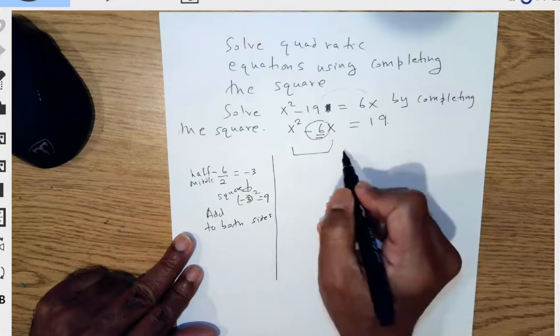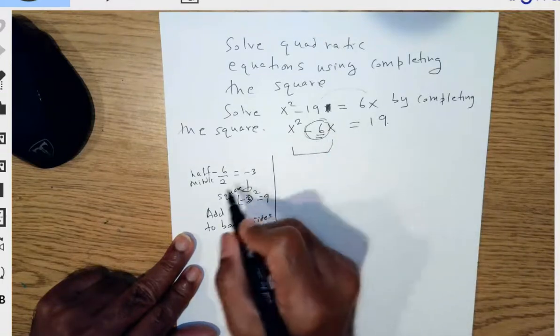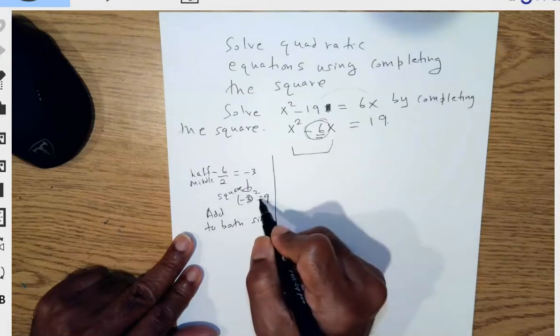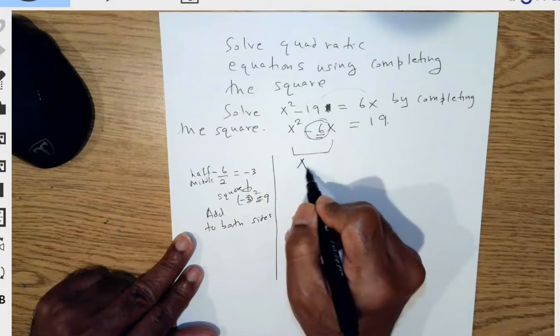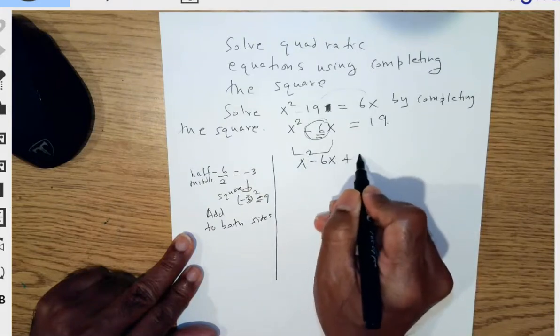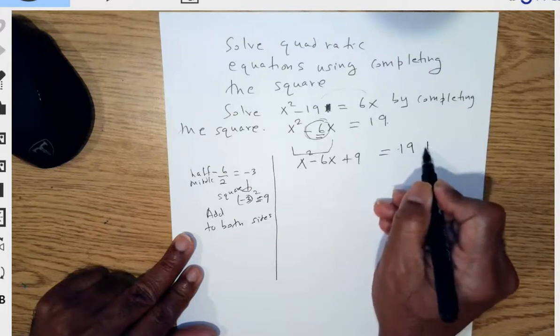So once again, you take half of the middle term, divide that by 2, get negative 3, you square that, of course, you get positive 9. So you add that to both sides. So when you do that, you get x squared minus 6x plus 9 on this side, and on this side you get 19 plus 9.